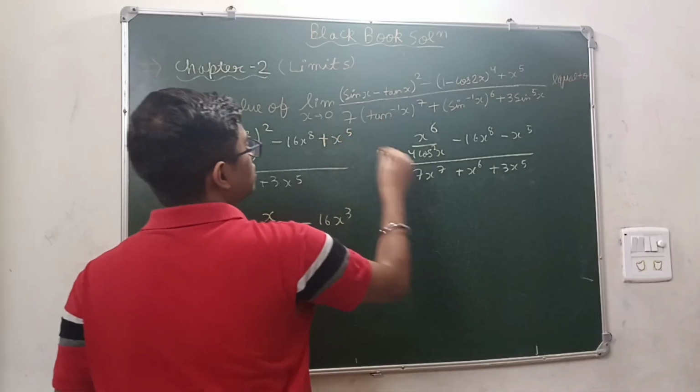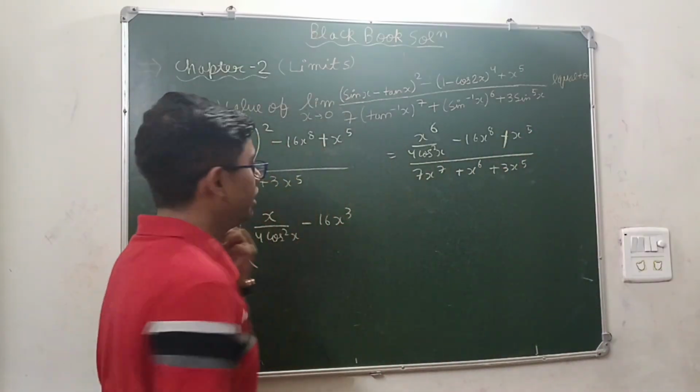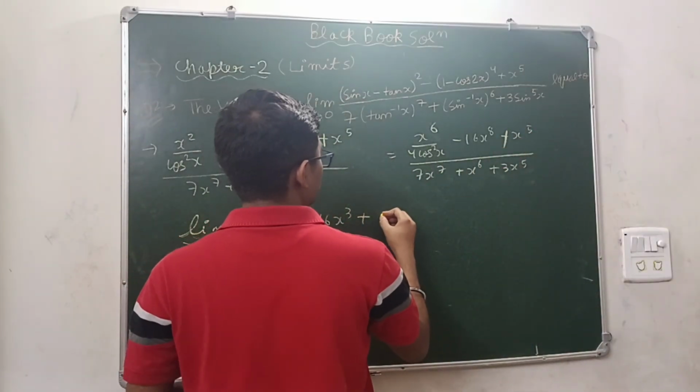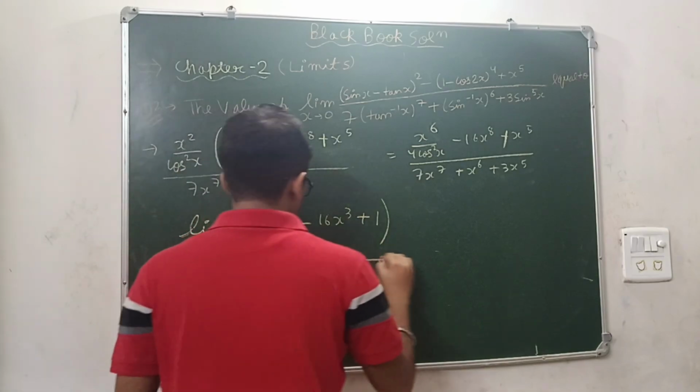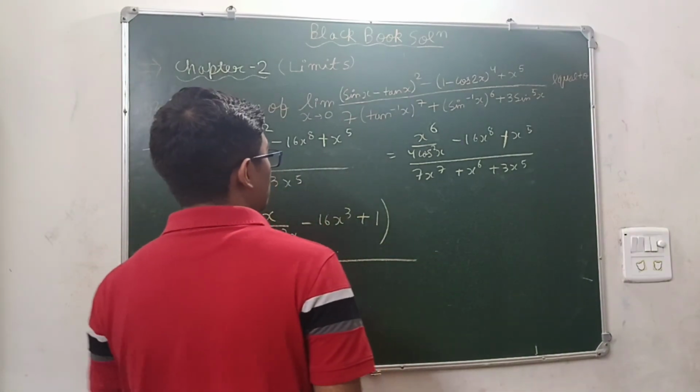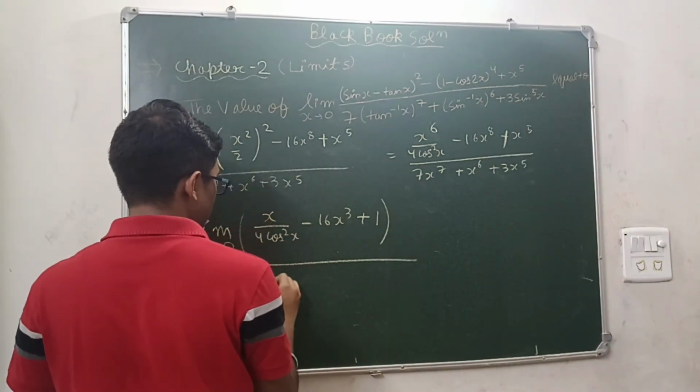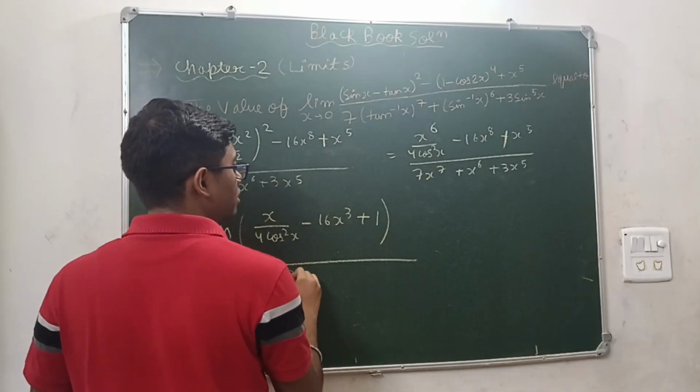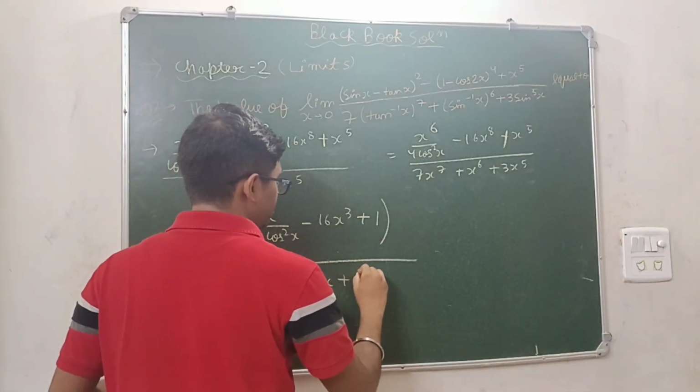Oh, here plus is there. I'm sorry, sign mistake. And plus what? This will become 1 upon, here also x to the power 5 common, 7x square plus x plus 3.